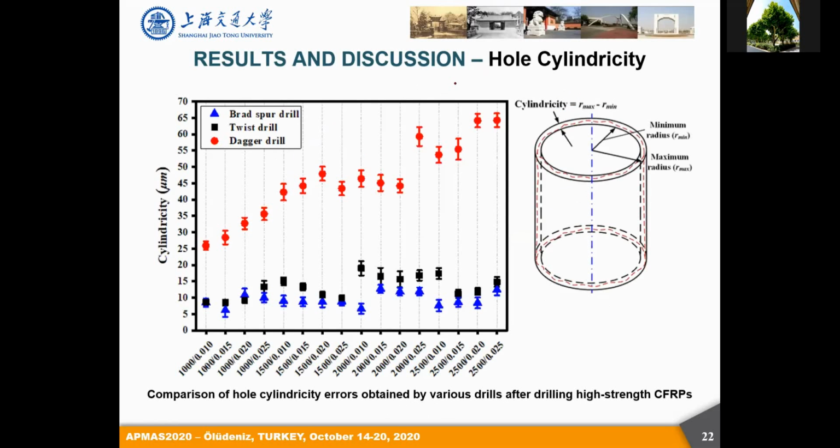Moreover, we also tried to find out the parametric effects on the cylindricity errors of the drilled composite holes. Here, if we look at this image, we will see that in general, the braided spur drills produced the lowest values of cylindricity errors compared with the other two types of drill bits. In contrast, the dagger drill produced much higher values for the cylindricity errors, which indicates a much poorer hole dimensional accuracy for the cutting tools.